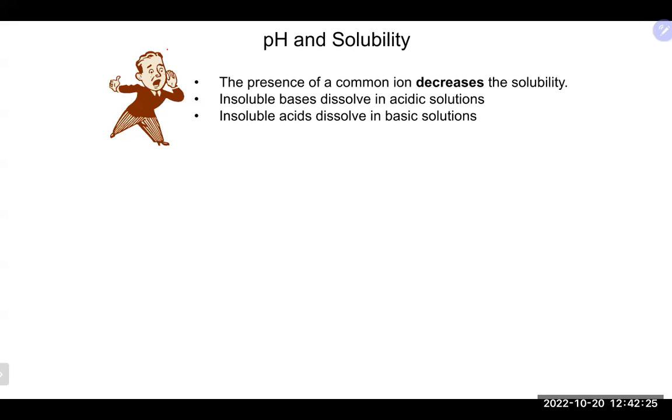A lot of those steps require you to adjust the pH to a certain level, make it acidic, make it basic, and all that helps keep certain things in solution and allow other things to sort of come out of solution as solids. So pH plays a really big role in the solubility of things. As we just saw, the presence of a common ion will decrease the solubility. An insoluble base can be dissolved in acidic solutions, and vice versa. If you have an insoluble acid, a base basically can dissolve that for you.